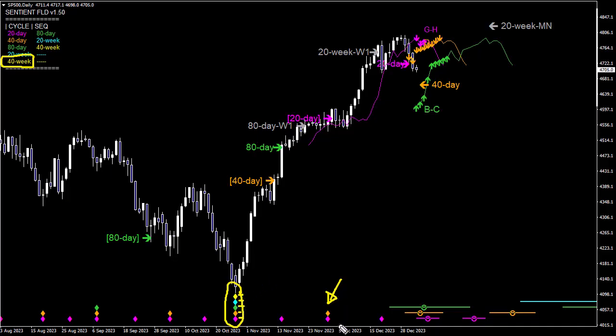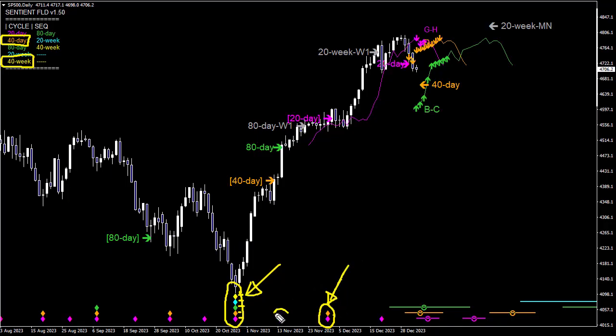The next tallest stack of diamonds that occurs after that is this really rather small stack of diamonds consisting of only 2 diamonds. The top diamond in that stack is the orange-colored cycle, which is of course our mid-cycle. Here it is over here. That is a 40-day cycle trough. And so the cycle analysis is telling us that a 40-week cycle trough occurred over here, and then a 40-day cycle trough occurred over here at the end of November.